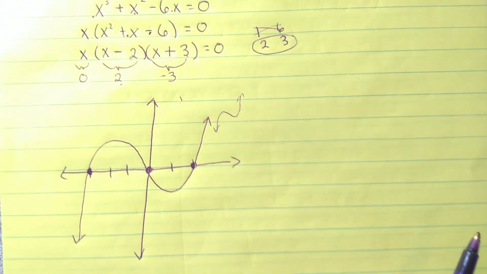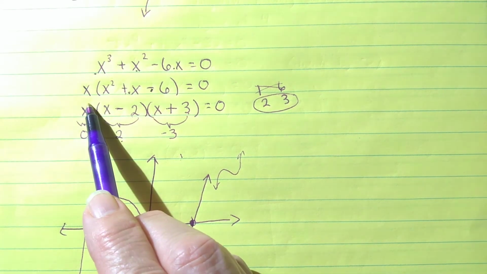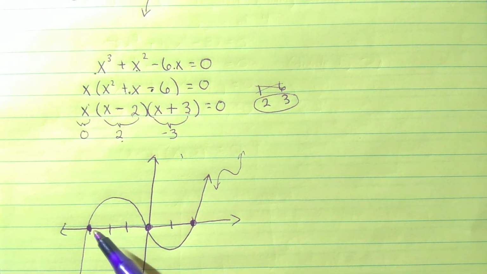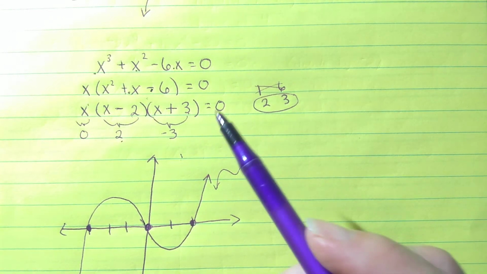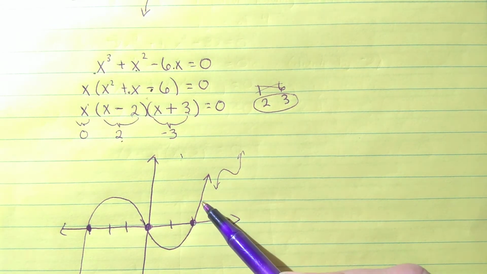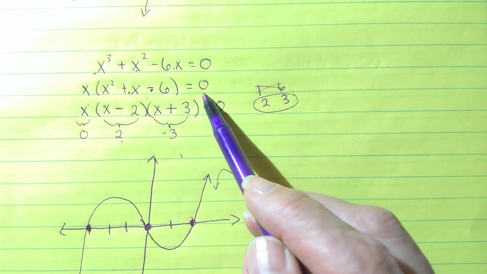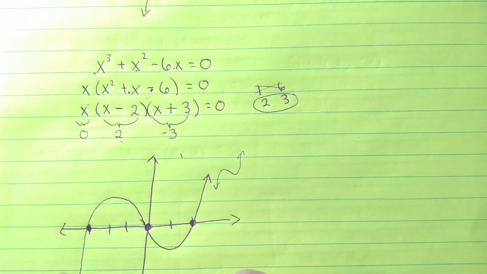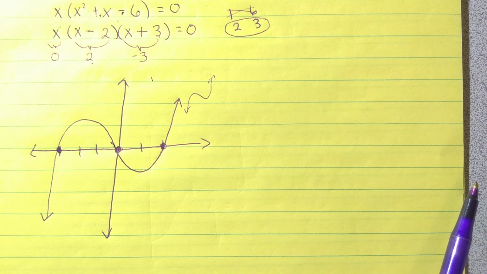Now let's talk a little bit about why that did not bounce. Power of 1 is odd. It will cross at 0. Power of 1 up here, that's odd. It will cross and not bounce at 2. And right here, power of 1, that is also odd, which means it will cross, not bounce, at -3. That would be my sketch.